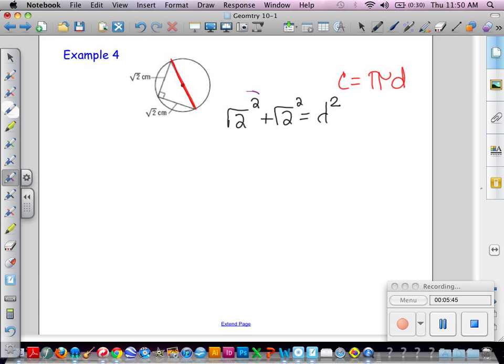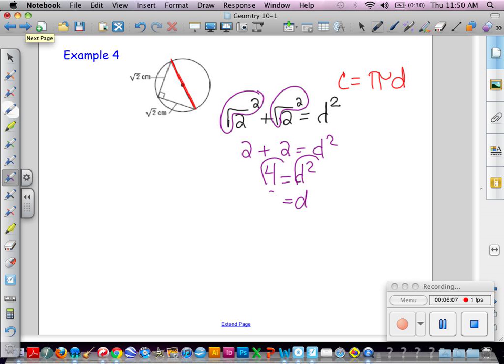The square root and the square cancel each other out, leaving you with 2. Same thing here, square root and square cancel each other out, leaving you with 2. d squared, I'm getting 4 when I add them together. Square root both sides. d is 2. So now my circumference is 2 pi, and then your label is centimeters.